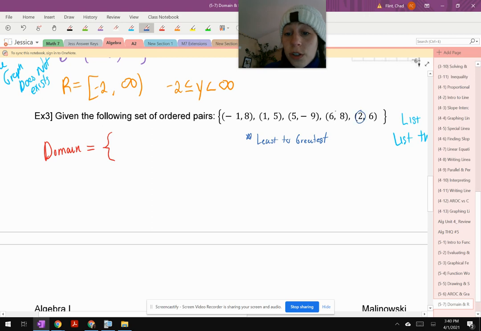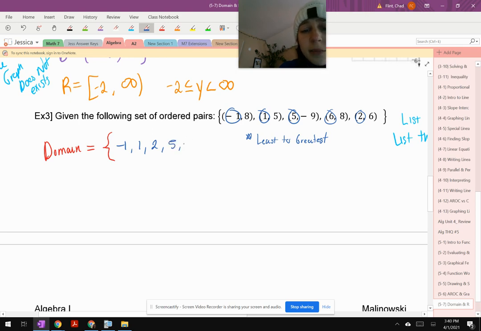So I'm just going to circle all the x values to make my life easier. -1, 1, 2, 5, 6. And this is good because none of those repeat, which would cause some serious problems with it being a function if it did have repeating x values.